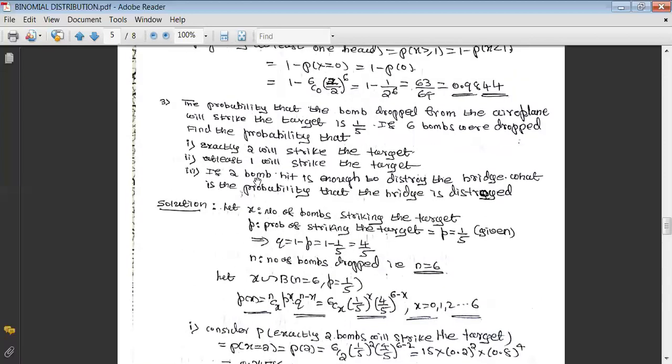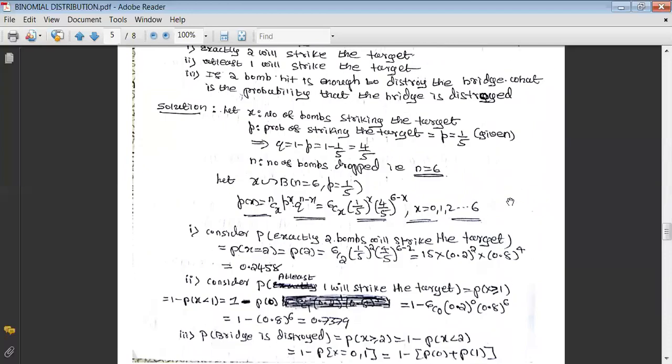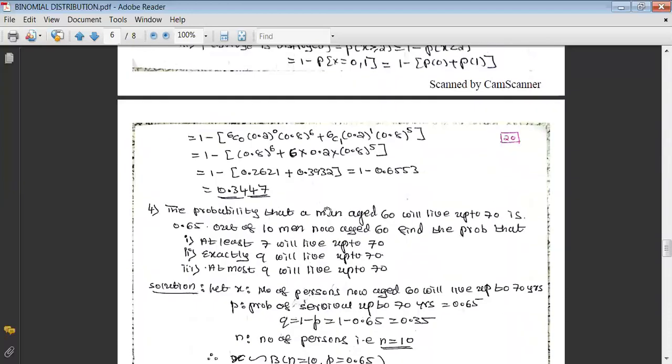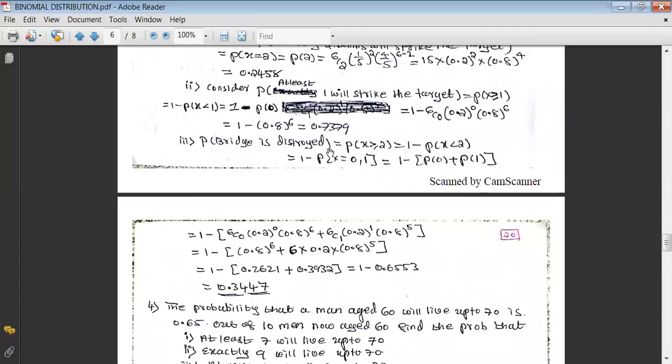And look at the third. Here they have not directly given the probability of how many successes we want, but they have given some information. The information is that if 2 bomb hits are enough to destroy the bridge, what is the probability that the bridge is destroyed? In this case, we want the probability that the bridge is destroyed.